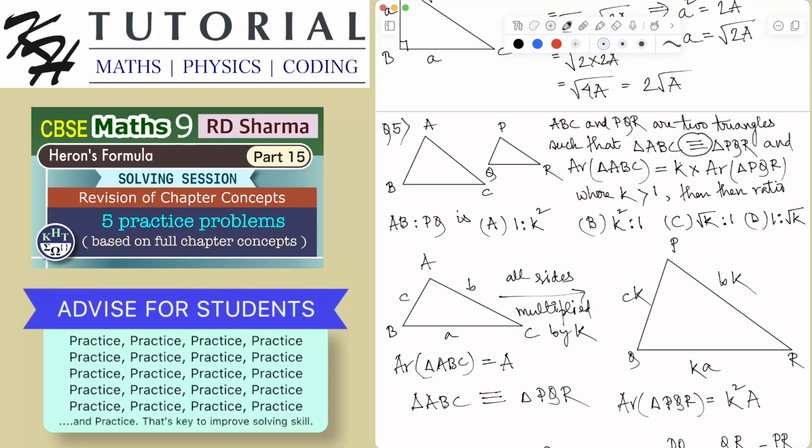So always remember the concept: if triangle ABC and triangle PQR are two similar triangles, that is, the sides PQ and AB are proportional, that is, we have PQ by AB equal to QR by BC and equal to PR by AC, and if we are given the area of triangle ABC is equal to K times the area of triangle PQR, then we must have the length of the side AB equal to square root of K times the length of the side PQ, or the length of the side BC equal to square root of K multiplied by the length of the side QR. So, this is the concept.